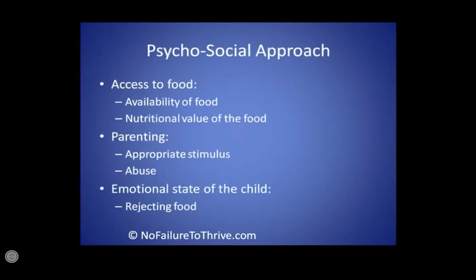Now, the psychosocial approach is that you have to look and see, does this child have access to food? Is there food available? And what's the nutritional value of this food? Some families may not have money and there's no food on the table. Or there may be some inappropriate parenting and they don't provide food. So parenting is looked at, and they also look at under-parenting, is there appropriate stimulus for the child? Is there abuse for the child? Is that affecting the child's ability to take in and obtain nutrition from food?